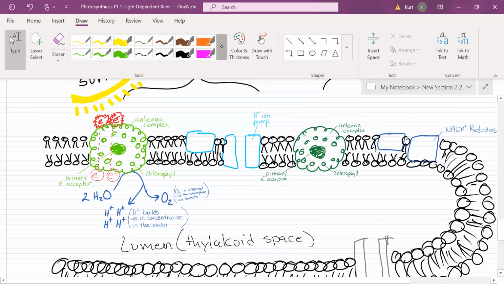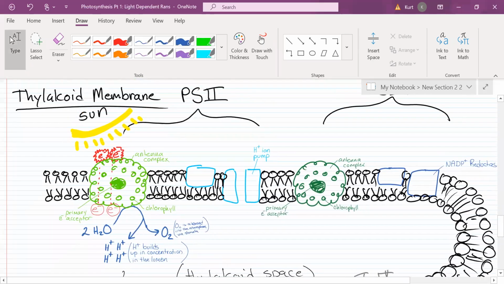So let's follow these electrons. When we're all done with this pathway, I'm going to highlight it so you guys can see the whole pathway that these electrons take. So I want you to remember that this little blue molecule here acts like a ferry or a shuttle. It's going to transport one electron at a time from the antenna complex to the hydrogen pump.